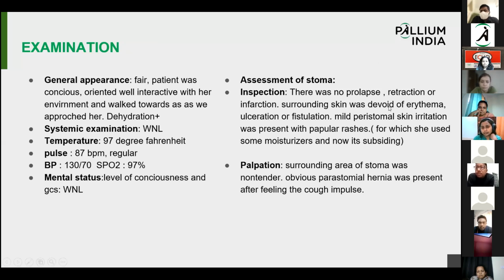Mild peristomal skin irritation was present with papular rashes, for which she used some moisturizers and which is now subsiding. On palpation, the surrounding area of the stoma was non-tender. An obvious parastomal hernia was present after feeling the cough impulse.